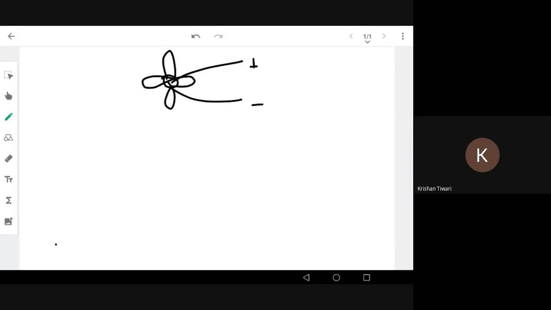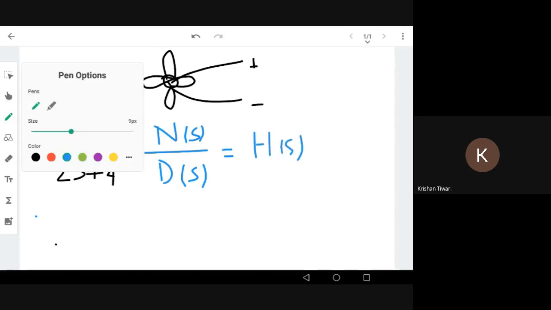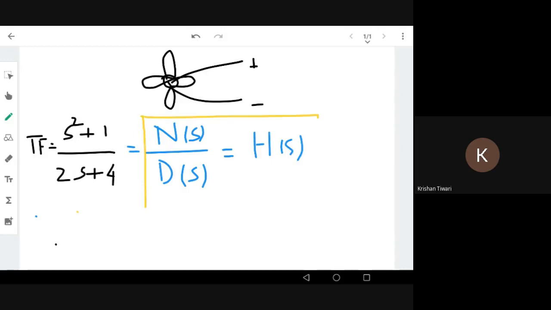If I have a transfer function of this motor, say for example, s squared plus 1 divided by 2s plus 4, something like this, this is the transfer function of this motor, right? Here we can see two things. There is a numerator in terms of the Laplace transform, and the denominator. So there are two parts, one is N(s), one is D(s), and this I call H(s). You remember, this is standard. H(s) is the transfer function of this motor or this DC motor or whatever, with the Laplace variable as parameter.